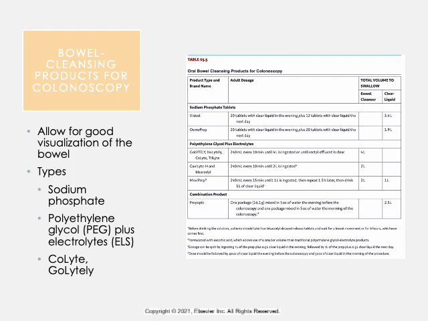Now, the combo product called Prepopik. This is a 16.1 gram mixed package, and you put it in 5 ounces of water in the evening before the colonoscopy, and then you take another 5 ounces the morning of the colonoscopy.